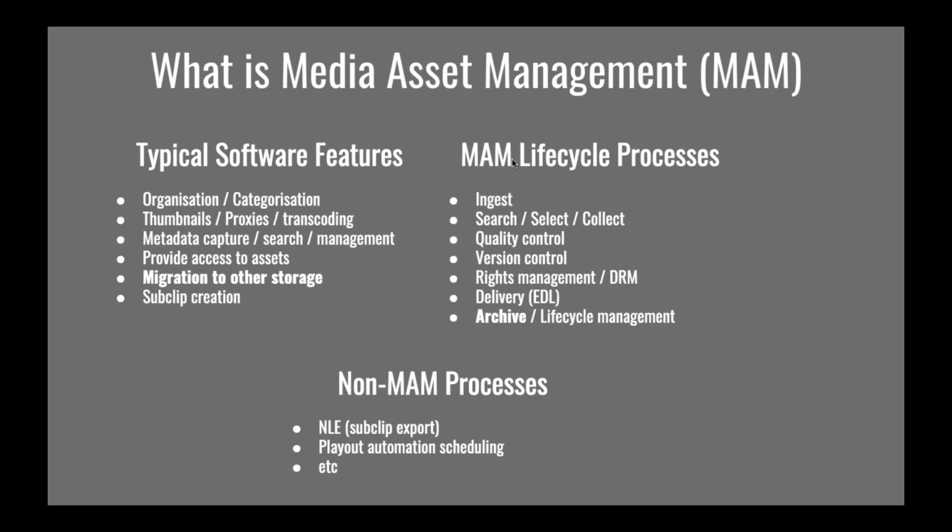So that could be something like P5, where you might archive off to tape or disk, or it could be just moving things between faster, more expensive disks to middle range, slower disks, depending on how fast you need to be able to access those assets. Subclip creation is something that we'll be looking at through KYNO as well in a few minutes.